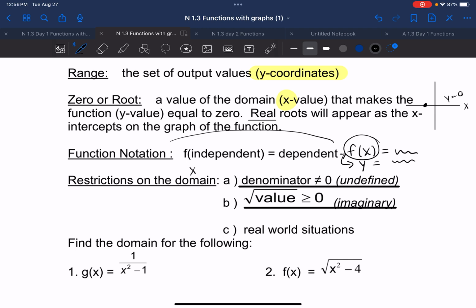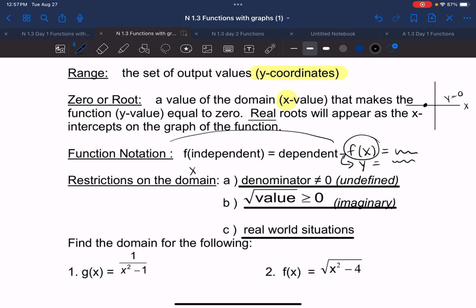Otherwise, it's what we call imaginary. And then our last restriction has to do with real-world situations. So, based on whatever the scenario is that they give to you, one or more of your answers may not make sense. For example, if you are supposed to be solving for the length of something and you come up with 2 solutions and one of them is negative, we would know that length typically is not negative. So we would go with the positive solution.